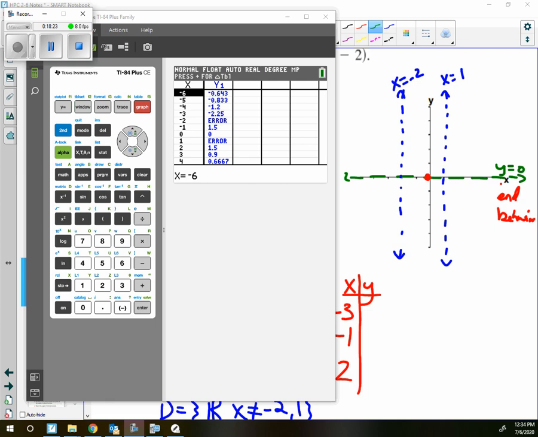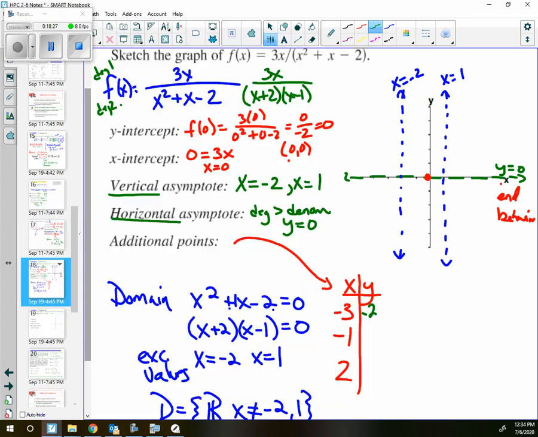So I entered in my equation. Looks like negative 2 1/4, and this was a 1.5. You can definitely get some more in there. So at negative 3, we had negative 2 1/4, so somewhere in there. At negative 1, we had 1.5. And then at 2, we also had 1.5.